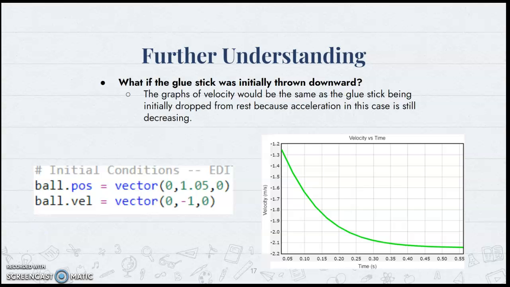Well, what if the glue stick was additionally thrown downward? The graphs of velocity would be the same as the glue stick being initially dropped from rest because acceleration in this case is still decreasing. The only difference is that this object would most likely decrease its acceleration more rapidly.